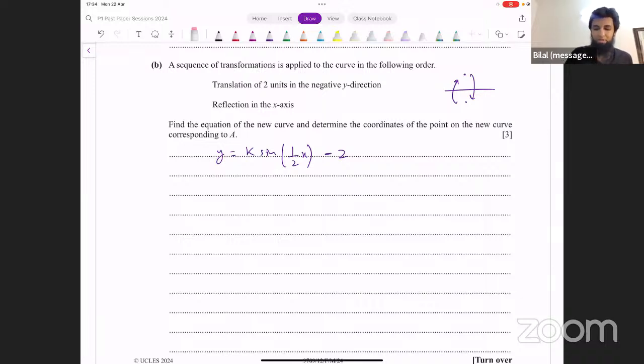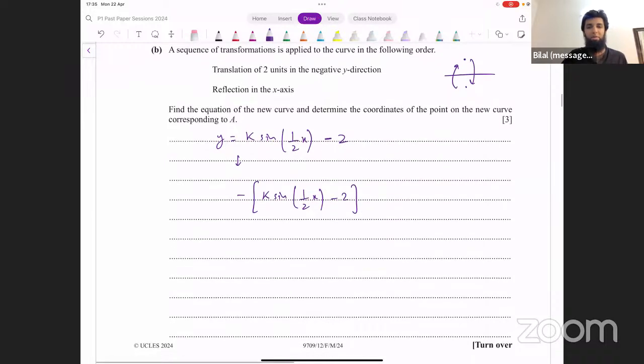Then, after that, you have to reflect in the x-axis. That means it's a vertical reflection, right? I told you why it's vertical. That means something is going to happen to the whole function. Now, after this first transformation, in the second step, let's multiply the whole thing by -1. So it becomes k into sine of half x minus 2, whole multiplied by minus.